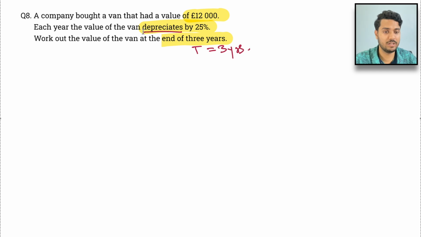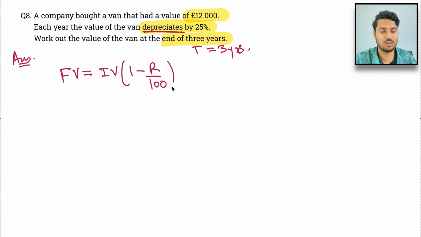But it says the value depreciates. What does this mean? Depreciates means the value of the car is decreasing. So in this case, when we have to find the final value of the car, the initial value of the car is 12,000 pounds. So the final value will be initial value multiplied by (1 minus r upon 100) raised to t. This formula is used in case of depreciation. This is the case of exponential decay.